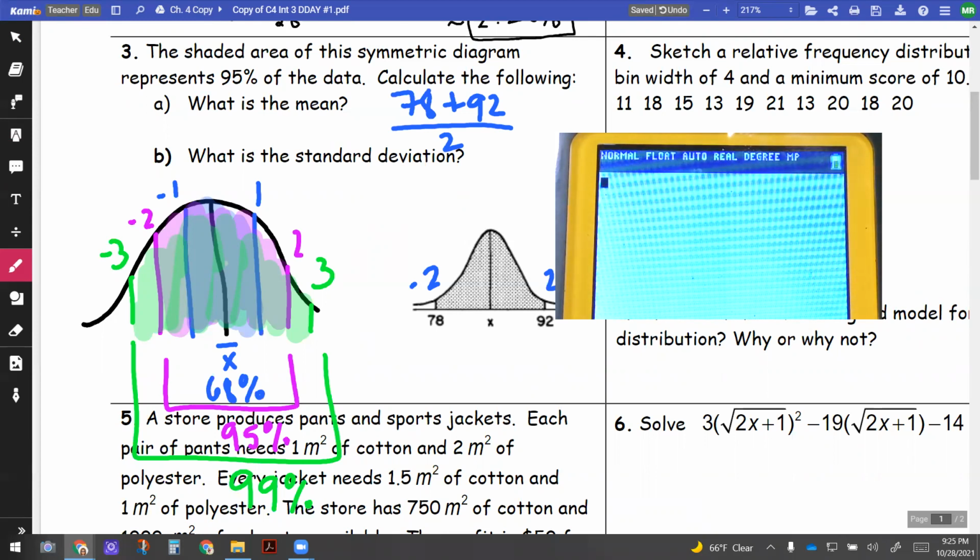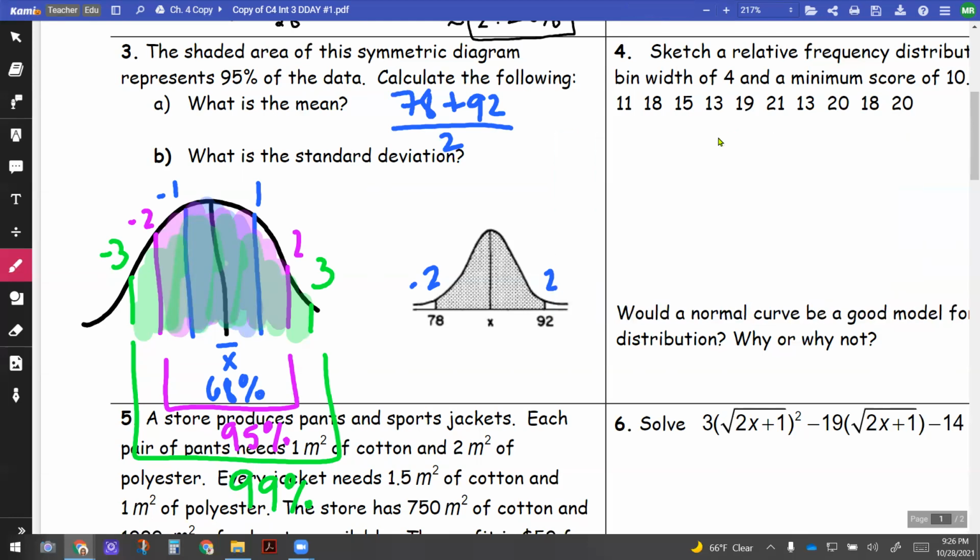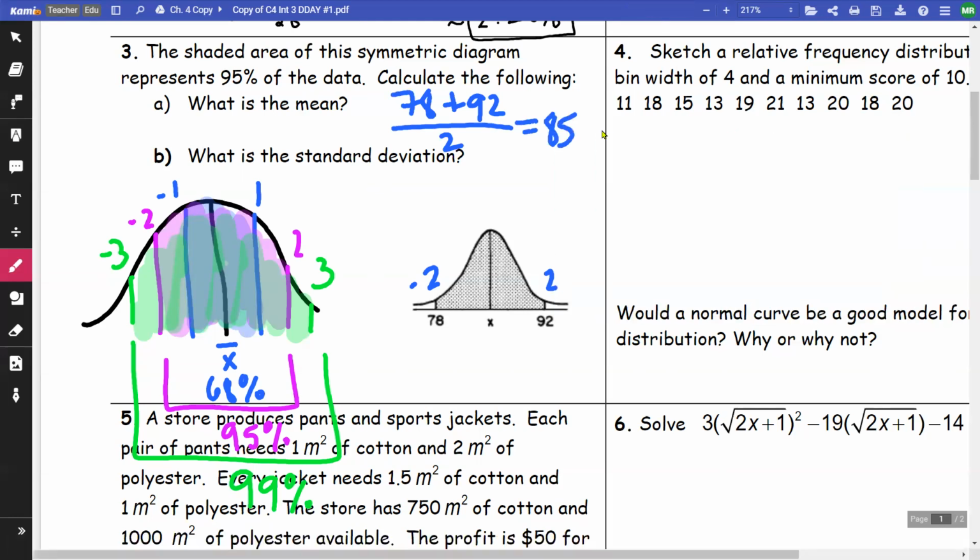So I'm going to actually just put it in a fraction. I'm going to take 78 plus 92 over 2, and I end up with an 85. So this is going to equal 85. So that is my mean.